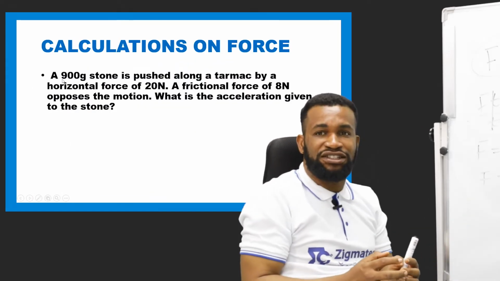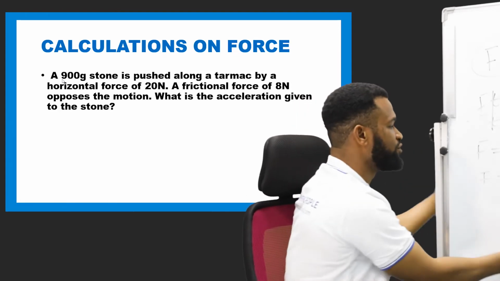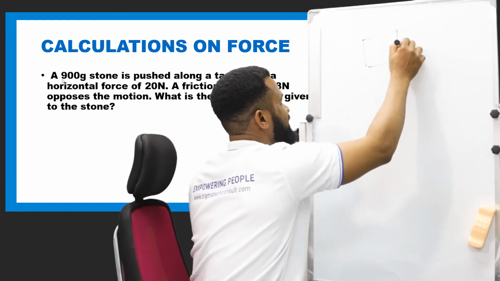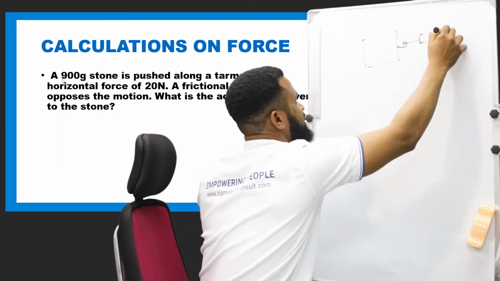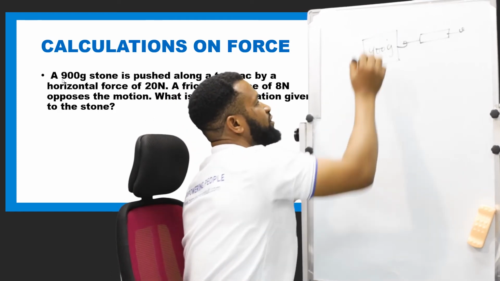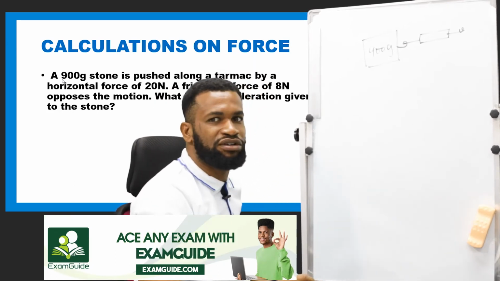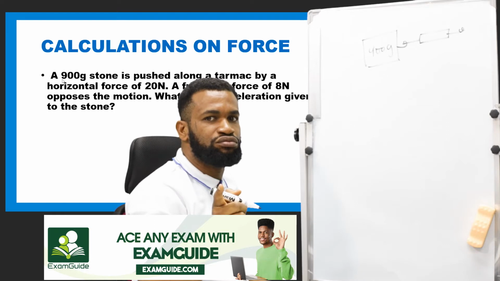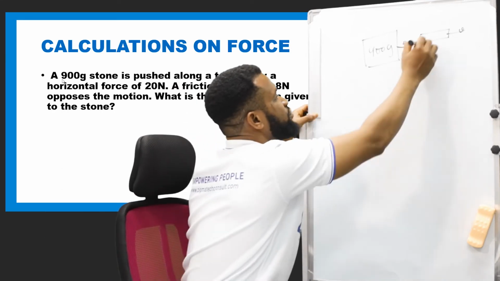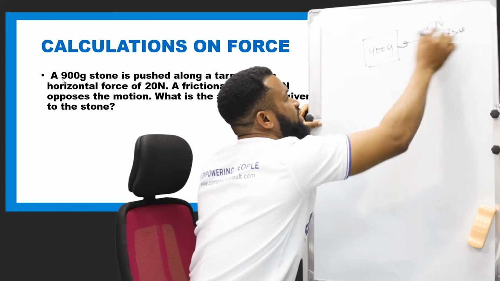So, a body of mass 900 grams was pulled in a horizontal direction. Then let's go to the solution. Look at the body here, and this is the hook used to pull it. This is 900 grams, so I have to convert it to kilograms. According to the second law of motion, let's first talk about the horizontal force. The horizontal force is 20 Newton, pushing it in this direction.